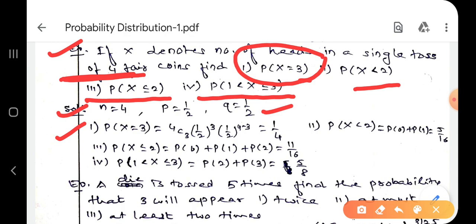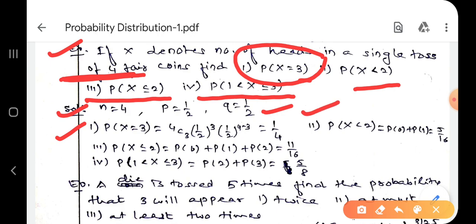Here 4C3, 1 by 2 cube, 1 by 2 raised to 4 minus 3 is equal to 1 by 4. You just do this calculation on your calci. You will get 4C3, 1 by 2 cube, 1 by 2 raised to 4 minus 3, it is 1 by 4.